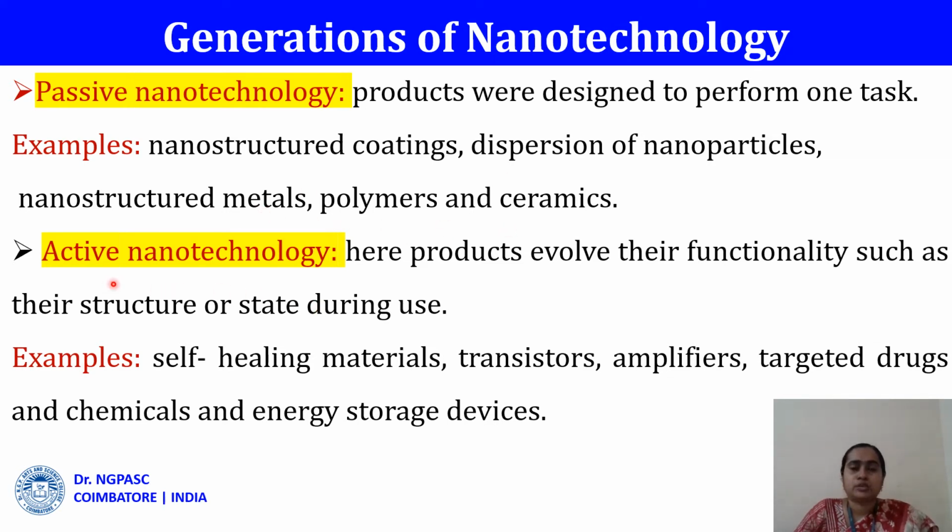Coming to active nanotechnology, their functionality evolves only when they are in use or in the real state. That is, the products evolve their functionality such as their structure or state during use. Examples are self-healing materials, transistors, amplifiers, targeted drugs and chemicals, and energy storage devices.